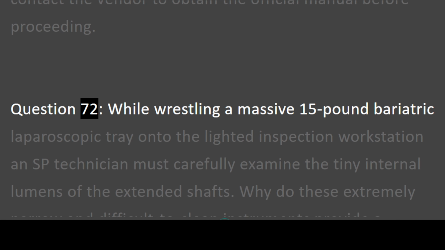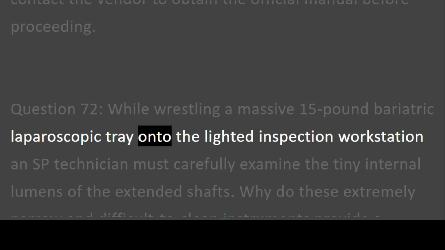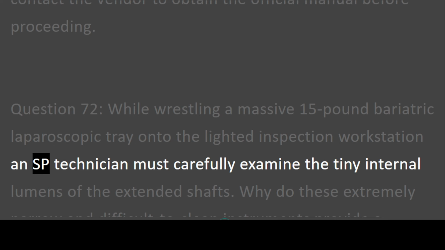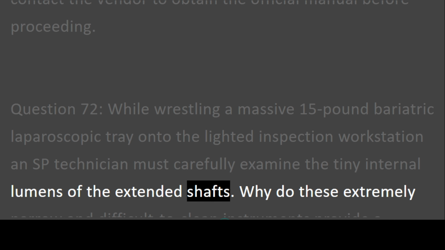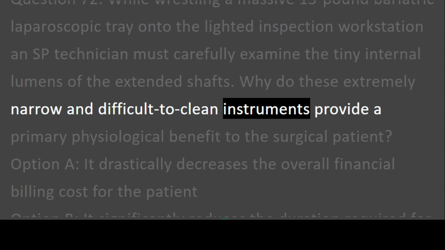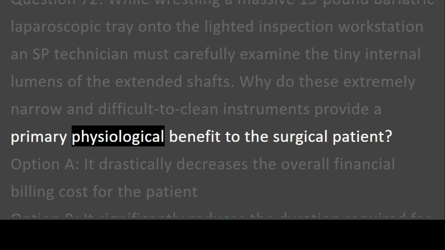Question 72. While wrestling a massive 15-pound bariatric laparoscopic tray onto the lighted inspection workstation, an SP technician must carefully examine the tiny internal lumens of the extended shafts. Why do these extremely narrow and difficult-to-clean instruments provide a primary physiological benefit to the surgical patient?